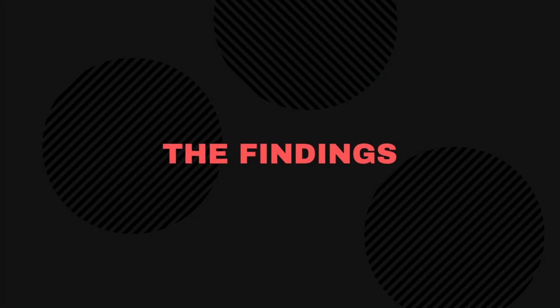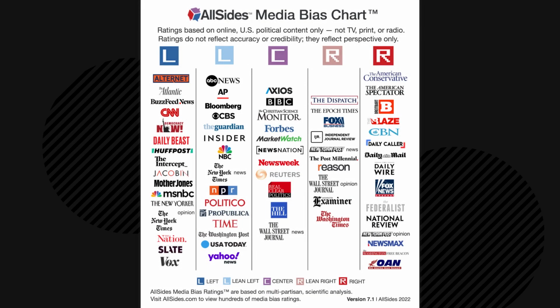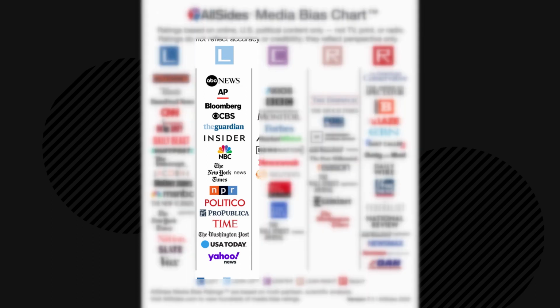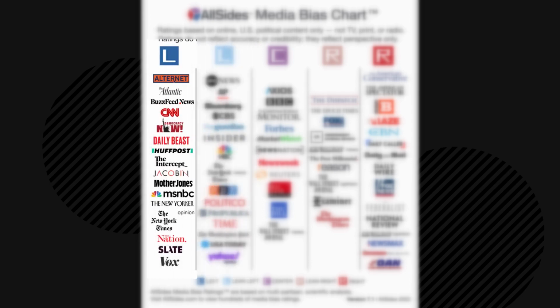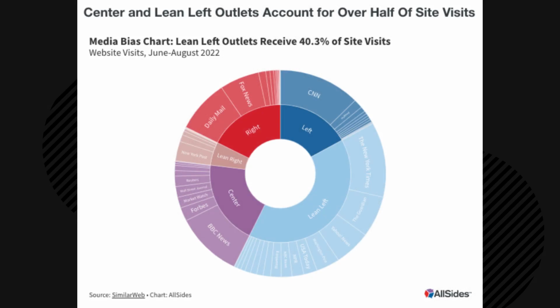Okay, so now on to the findings. What do these All Sides political bias ratings reveal? The first thing to notice is that many of the mainstream news media in the US tend to either lean left, like the Washington Post, New York Times, and Associated Press, or have a pure left bias, like CNN and the New York Times opinion section. In fact, visits to lean left and left news outlets accounts for over half of the total website visits that we see.